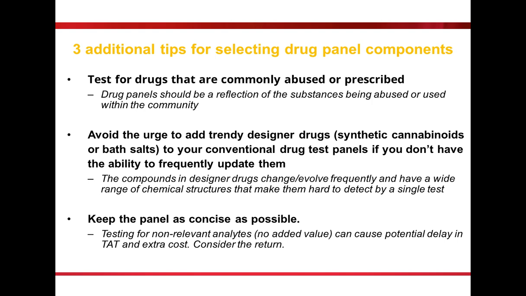Another tip would be to keep the panel as concise as possible. So avoid testing for non-relevant analytes. What do I mean by that? I mean analytes that don't add any value to your panel, because these can cause delays in turnaround time and extra costs, right? You only get reimbursed one amount for your panel, no matter how many compounds are in it. And so you have to think, is this really adding anything to the clinical care for this patient? Are they gaining any additional information? Consider the return.